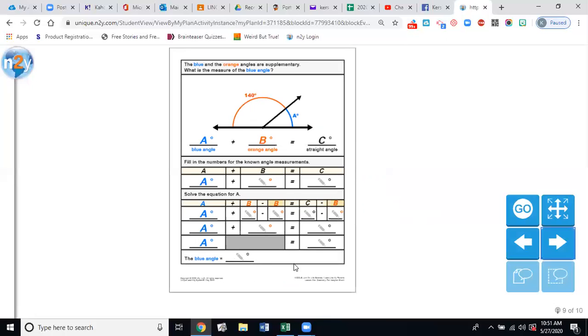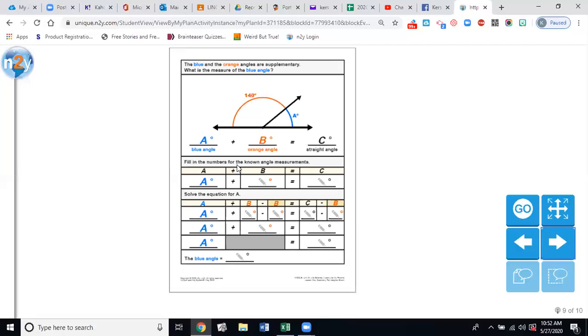Okay, so this is the part that you're going to do by yourself, and you're just going to plug in these numbers. The blue and the orange angles are supplementary. What is the measure of the blue angle? We don't know. However, we do know that 140 is our orange angle. So that's what we're going to plug in. We're going to plug in 140 every time we see the orange, B. And then the straight angle, it's going to be the black C.